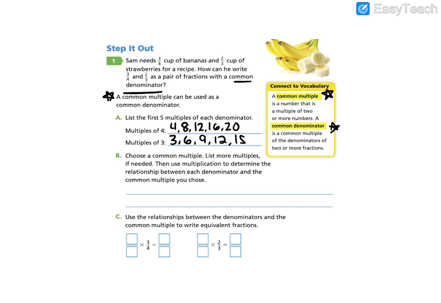All right, so we need to choose a common multiple. Now, sometimes we won't have a common multiple in the first 5 multiples, but in this case we do. Our common multiple is 12. We will use multiplication to determine the relationship between each denominator and the multiple we chose. So we need to find the relationship between 4 and 12 and 3 and 12. With 4 and 12, we need to multiply by 3 to get to 12, right? And with 3 and 12, we need to multiply by 4.